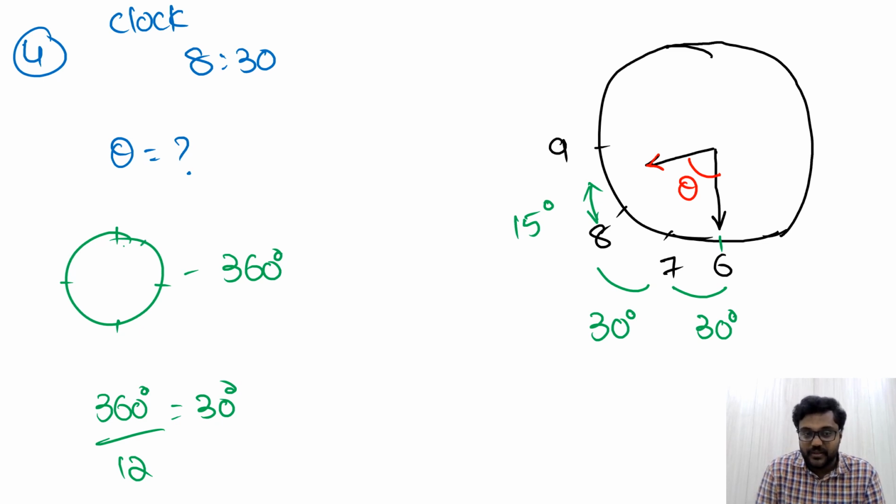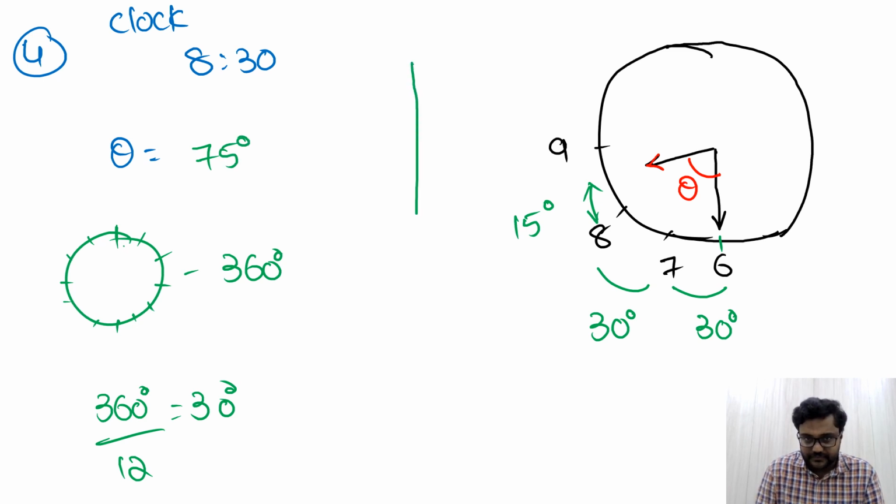We divided this into 12 parts. I hope you know that. This entire circle can be divided into 12 parts. Let's say 1, 2, 3, 4, 5, 6, 7, 8, 9, 10, 11, and 12. We divided the entire circle into 12 parts, so 360 degrees divided by 12, we got 30 degrees. Each part is 30, like that we can consider. So here to here 30, here it is 15. Now you can directly say the angle is 75 degrees, adding all this.